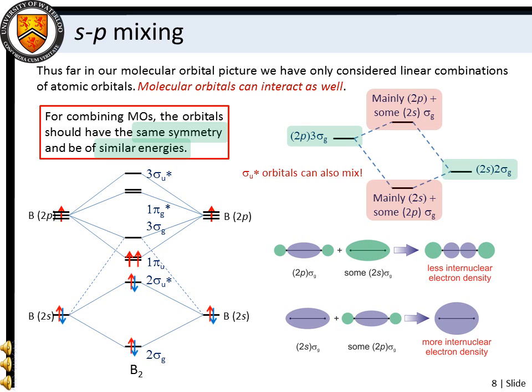If the wave functions are in phase between the nuclei, there is constructive addition and therefore increased electron density between the nuclei. This enhances the bonding character of the new molecular orbital. If, on the other hand, the wave functions are out of phase between the nuclei, destructive interference reduces the electron density between the nuclei, thereby diminishing the bonding character. Note that similar arguments can be made to describe the interaction between the sigma U orbitals as well.